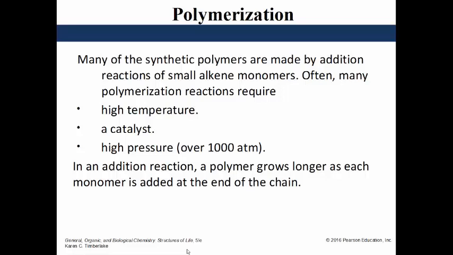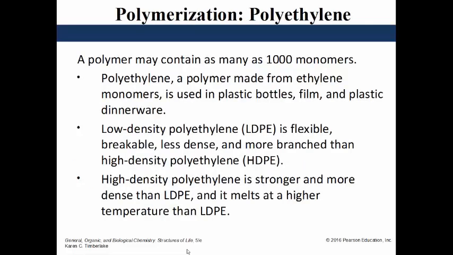What you usually need for this reaction to happen is a catalyst, a high temperature, and a high pressure, usually over 1,000 atmospheres. In each addition reaction, the polymer will grow longer as each monomer is added to the end. So a polymer is just a monomer end after end after end. It's a repeating unit. Now a polymer may contain as many as 1,000 monomers.